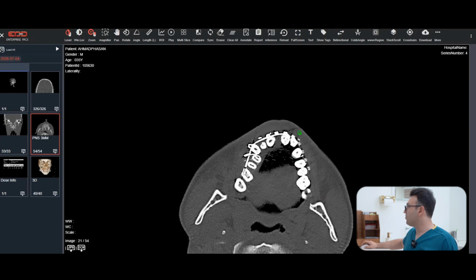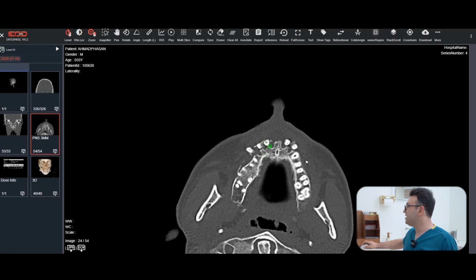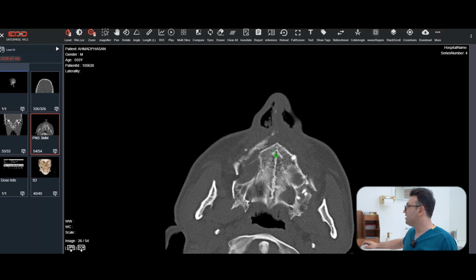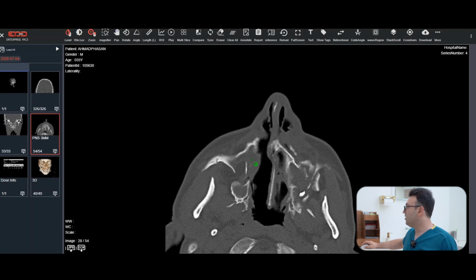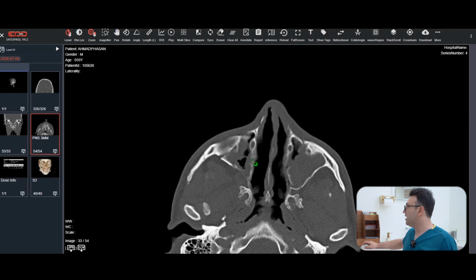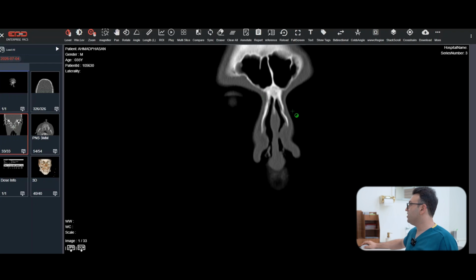Again, I see the arch bar was inserted by my colleague to fix the displaced teeth and also the fracture of the maxilla. Here I see the dentoalveolar fracture, the teeth are displaced, and here I see the palatal fracture on the right side. I continue, and for evaluation of the Le Fort fractures, I need the coronal view. So I change my view here.